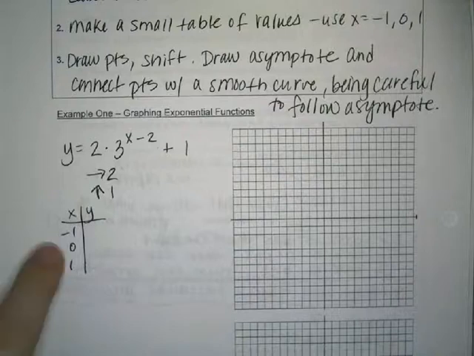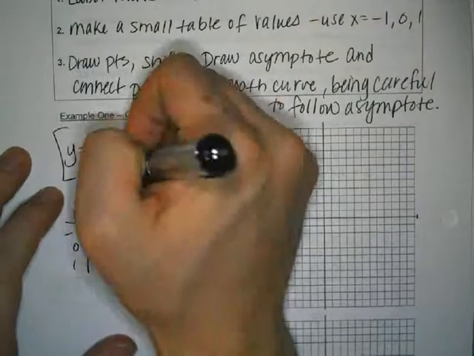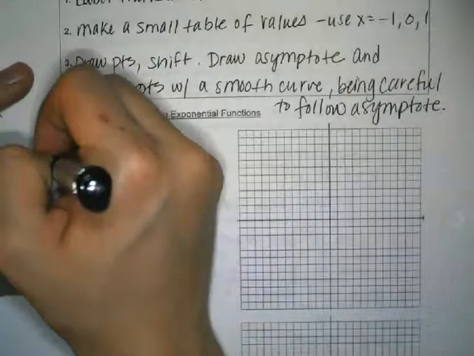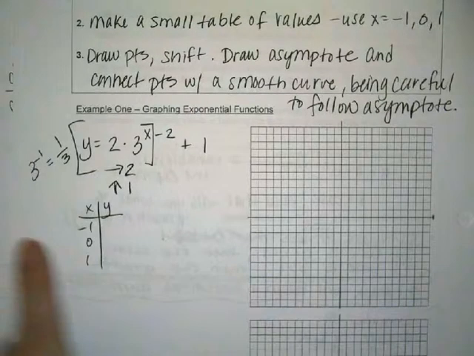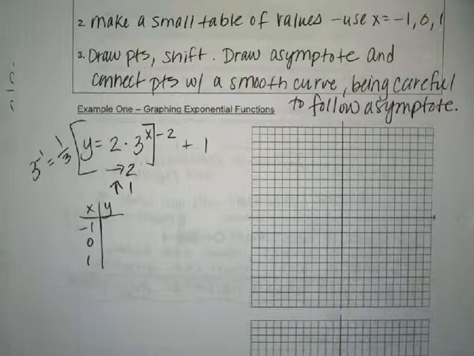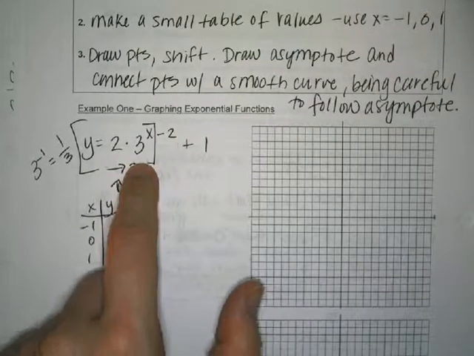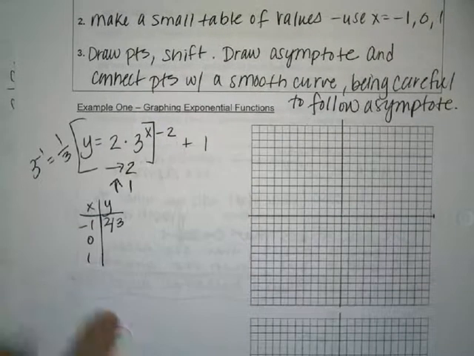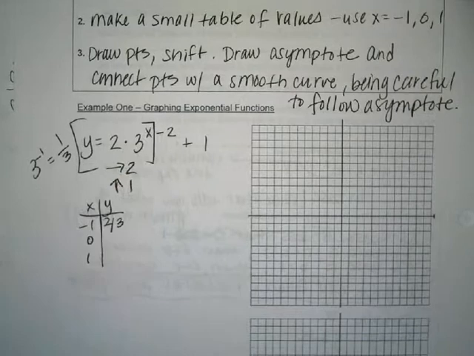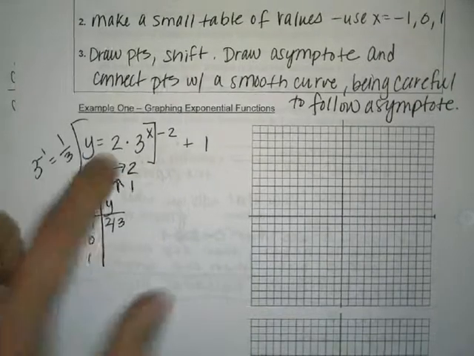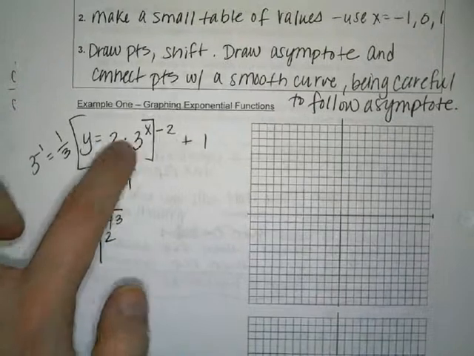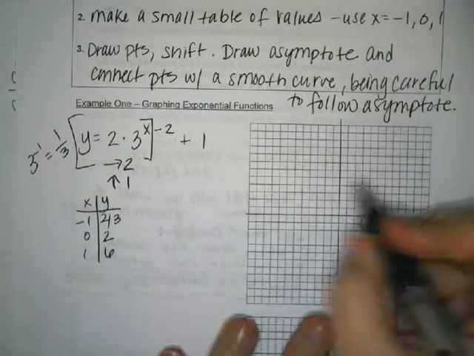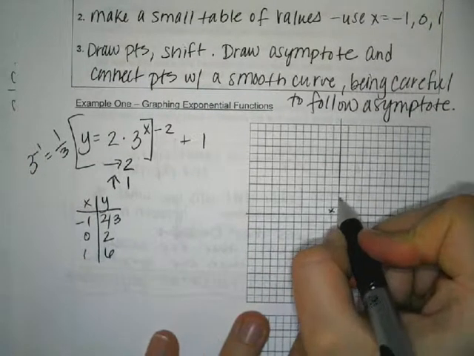When I plug in -1, remember we're drawing brackets around my y and my x. When I plug in -1, 3 to the -1 is the same thing as saying 1/3, because that -1 flips the 3 to the bottom. So 3 to the -1 is 1/3, and 1/3 times 2 is going to give me 2/3. 3 to the 0 is 1, because anything raised to 0 power is 1. So 1 times 2 would give me 2. When I plug in 1, 3 to the first power is 3. 3 times 2 is 6. So I'm going to plot those 3 points.